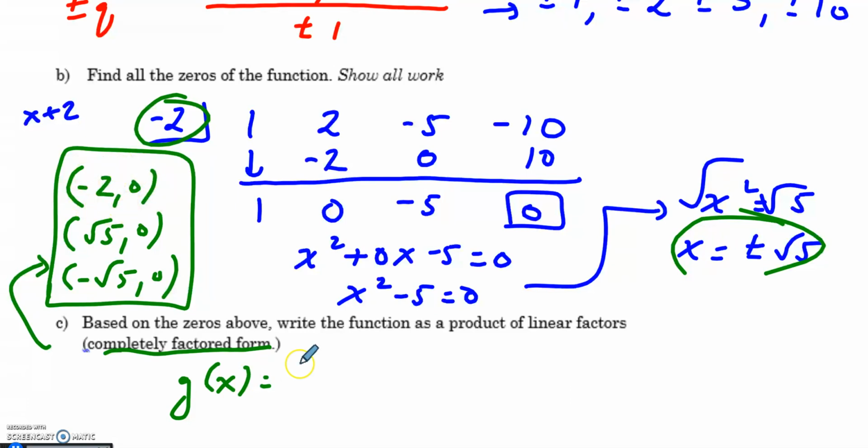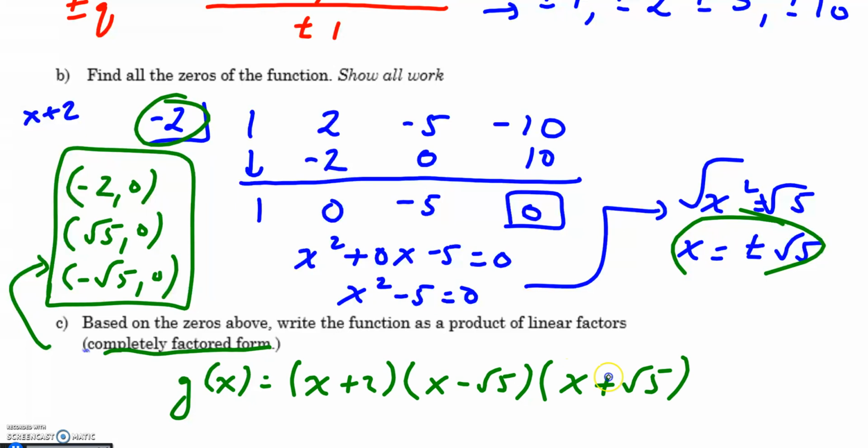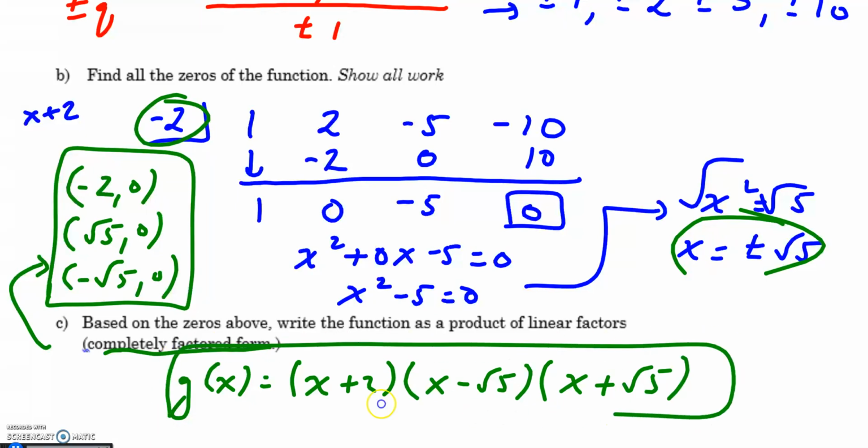If my root was negative 2, it came from x plus 2. If my root was positive root 5, it came from x minus root 5. And if it was negative root 5 as my root, it came from x plus root 5. And all of these are in factored form, so that would be my answer for part C.